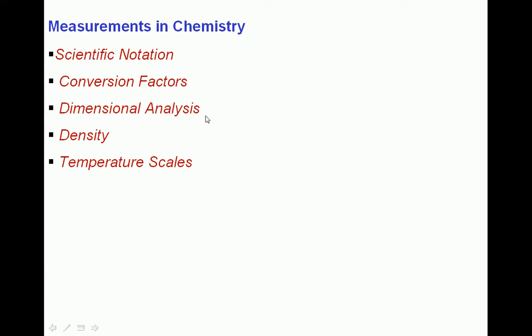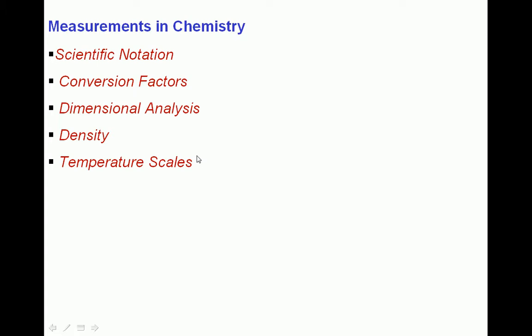Related to that topic is the idea of dimensional analysis, which is the way that we can use the units within numbers that we have measured and that we're performing calculations on to assist us in the calculation. And then we're going to talk about the use of density as a conversion factor to convert a measurement that is in grams into volume, or a measurement that is in volume into grams. And then finally we'll talk about temperature scales and how they are interrelated via several formulas.